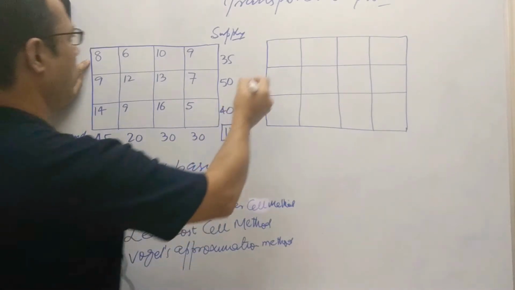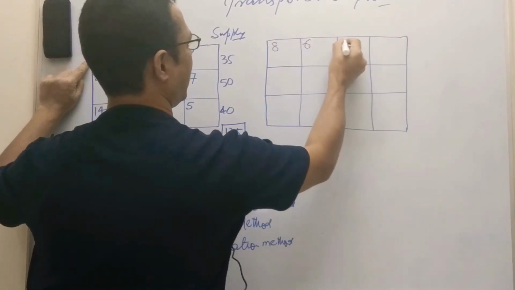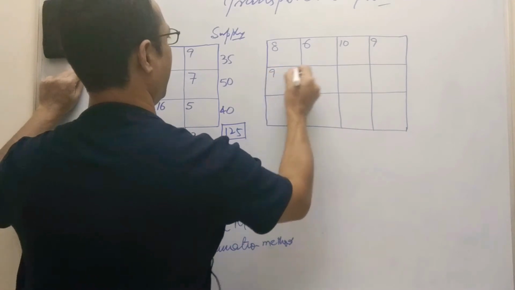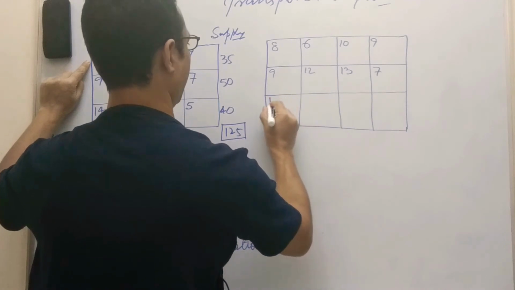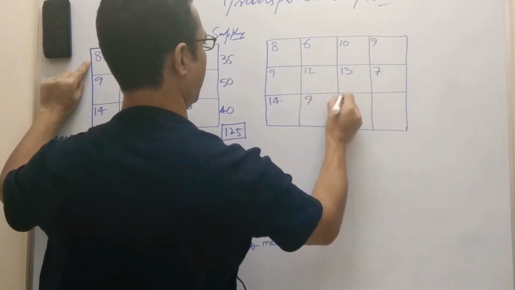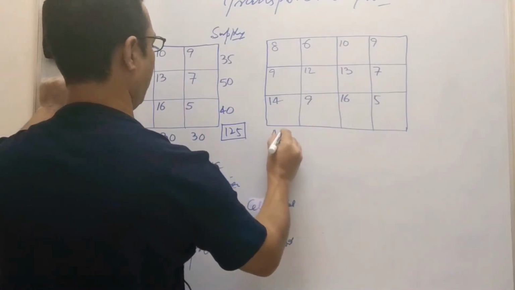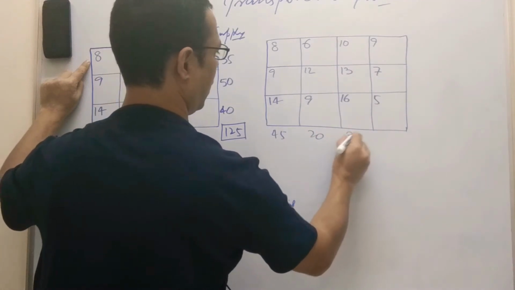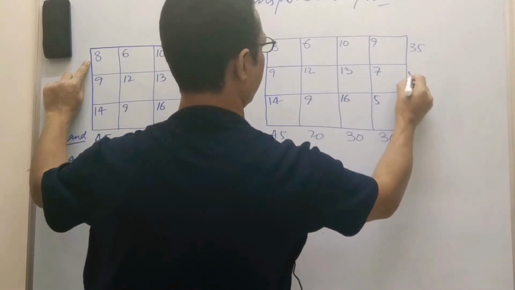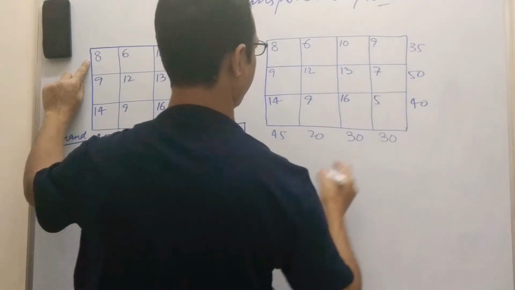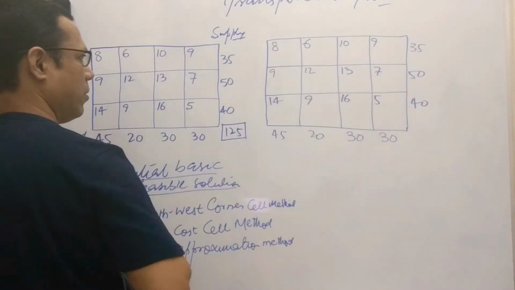optimal solution. So now I am going to copy this question: 8, 6, 10, 9, 9, 12, 13, 7, 14, 9, 16, 5, 45, 20, 30, 30, 35, 50, 40. So these are the set of supply points, these are the set of demand points. These are the per unit costs of transportation.